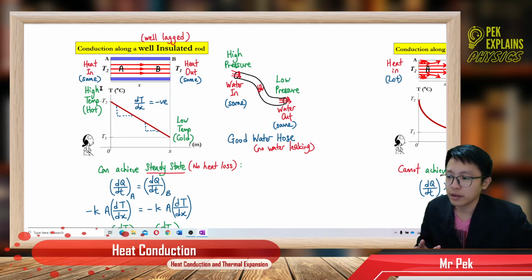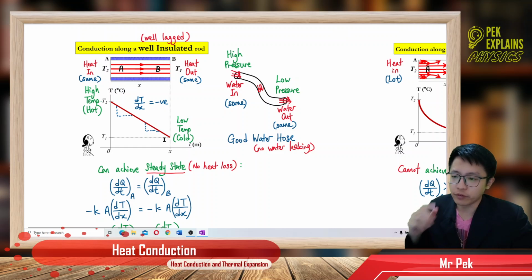What is this graph? This is the temperature versus distance graph. This graph tells us the changes in temperature along the rod.